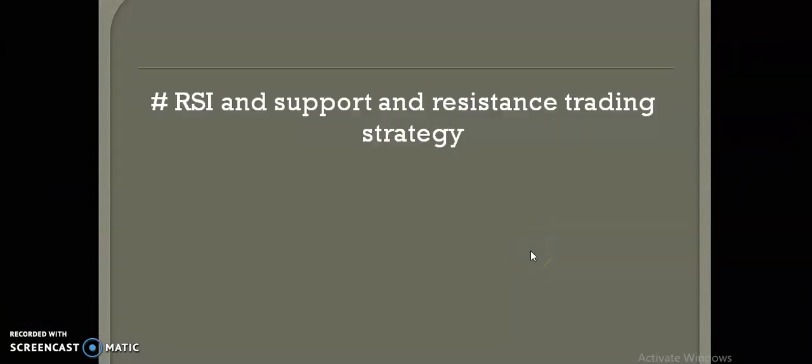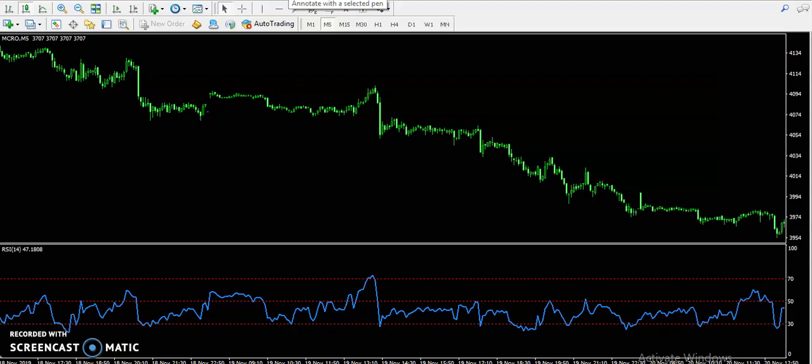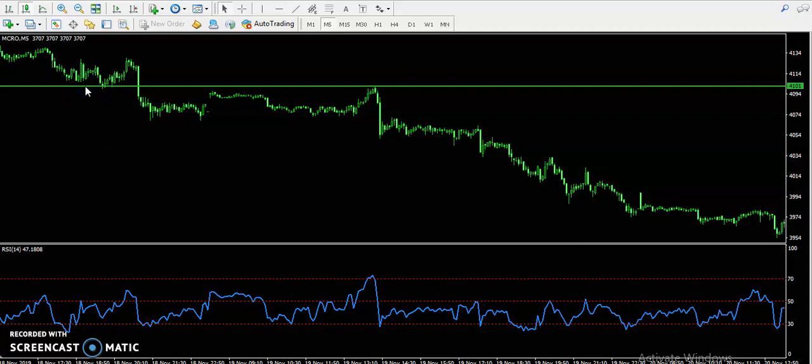Next, the RSI and support and resistance trading strategy. Let me show you in a live chart. Now here we have seen this is a supporting zone. Let me draw a supporting line. Now I just connect this lower point as a support. Here we have seen that was a lower point and it acted as a support. Now here we have seen this is another one, acting as a resistance line.